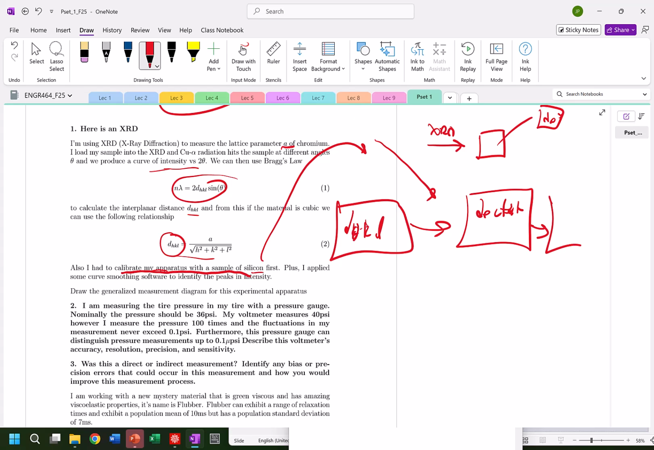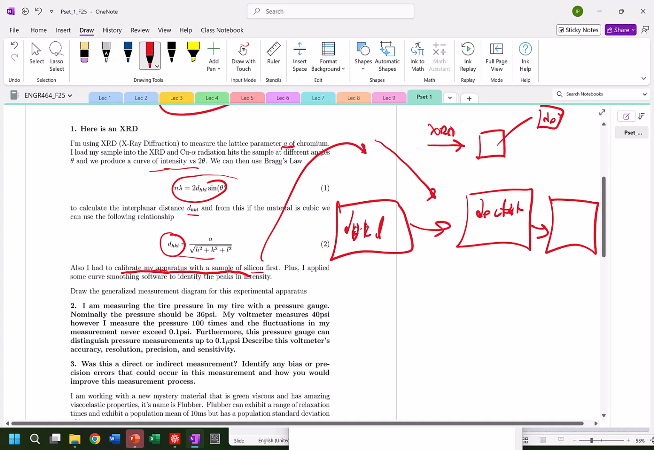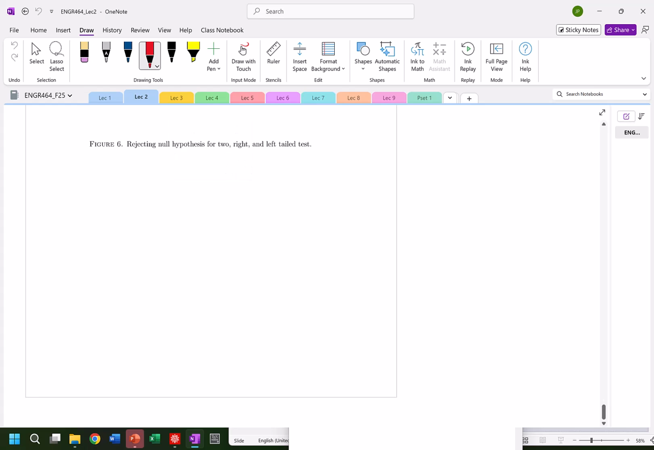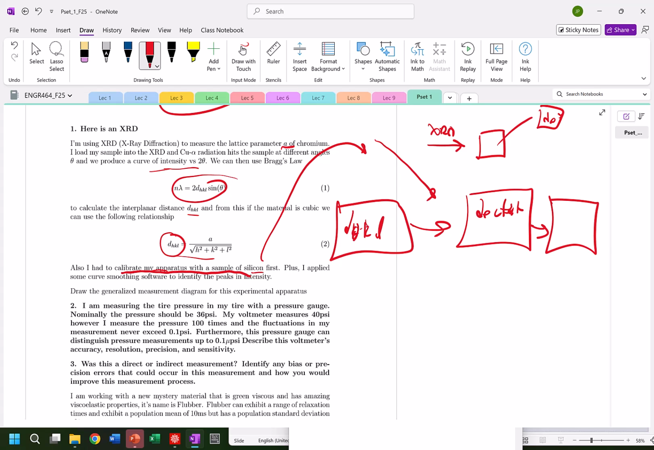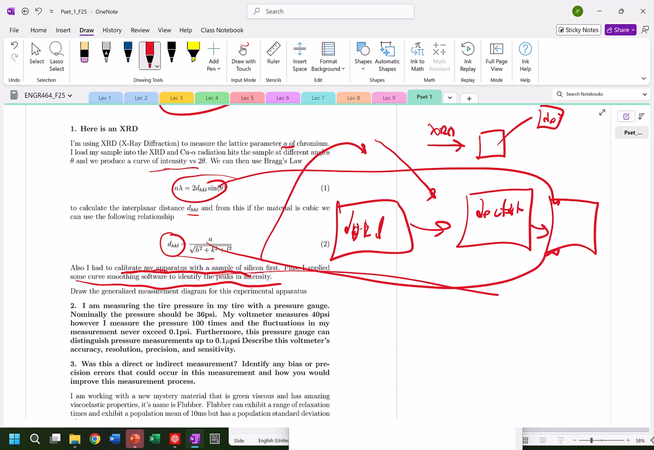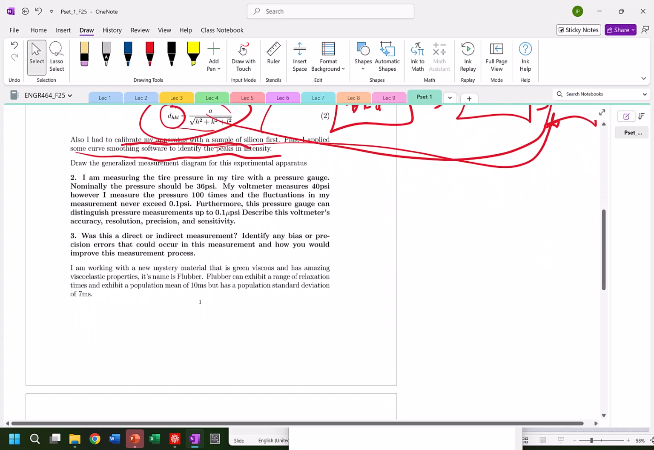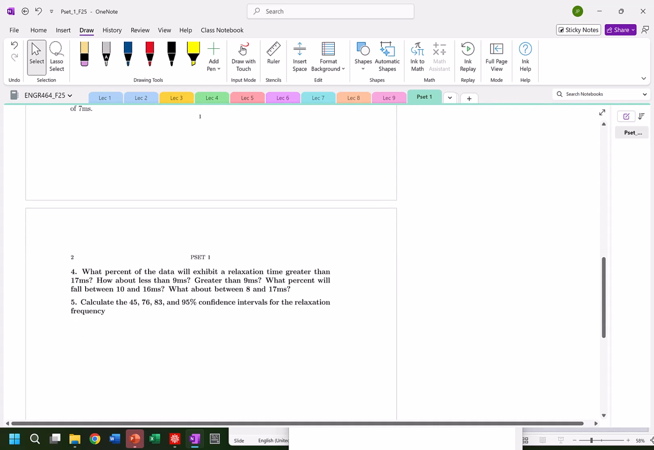Now the signal transduction phase, or actually, excuse me, the signal conditioning phase in stage 2, is going to be a couple of things. This equation goes into signal conditioning, and also this curve smoothing software goes into that. Then your readout will eventually be your intensity versus 2 theta plots, and thus finally the readout of the value there. There we go. Again, don't overthink it. Just describe as best you can, add as much as you would like, and then you're good to go.